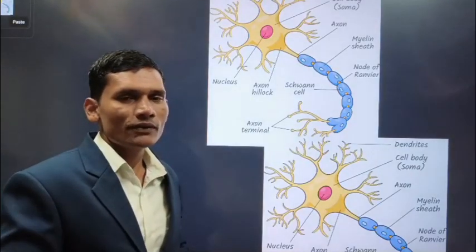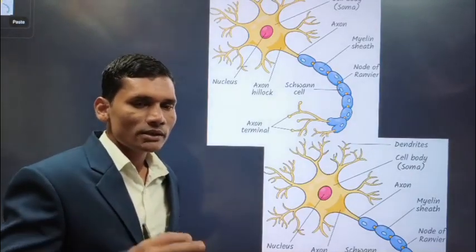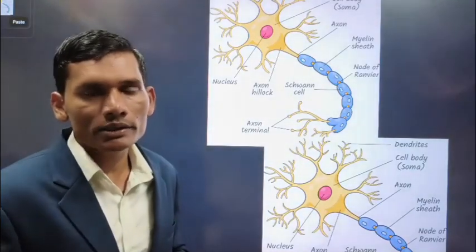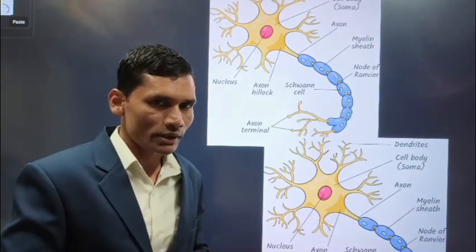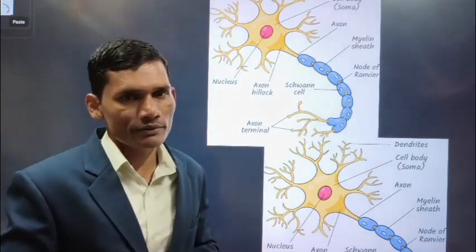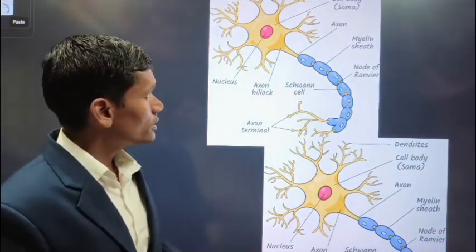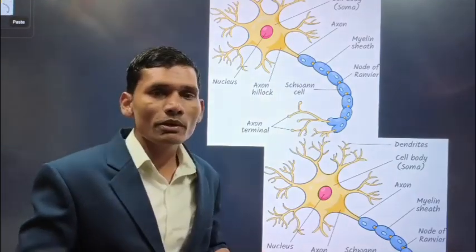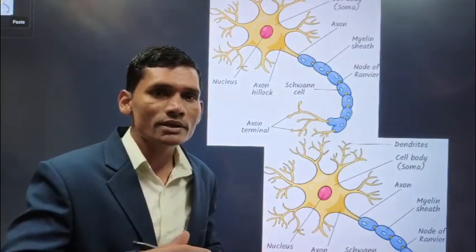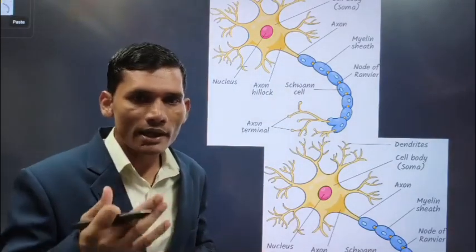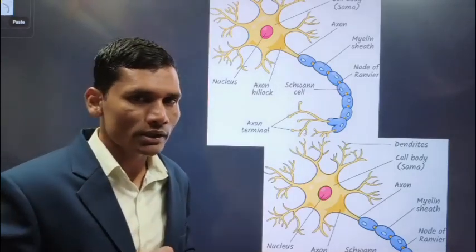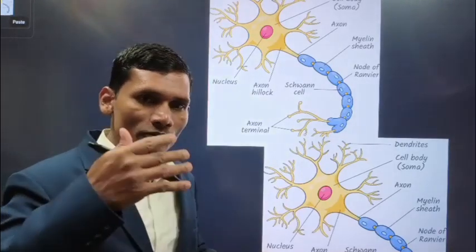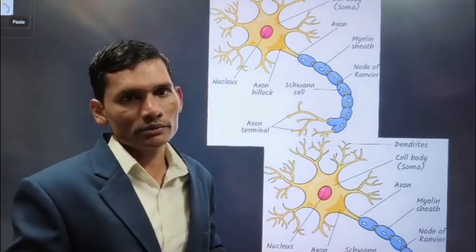Now let's learn the functioning of a neuron. The sensory receptors are located in different sense organs, as we learned in the previous video. These neurons are responsible for transferring all the messages received from the skin, eyes, nose, inner ear or tongue. It is sent to the spinal cord, then to the brain.